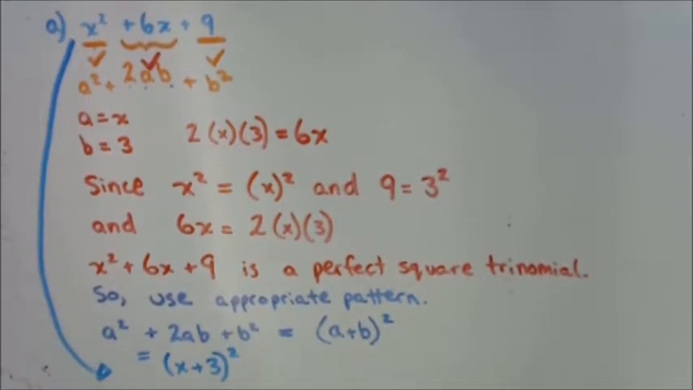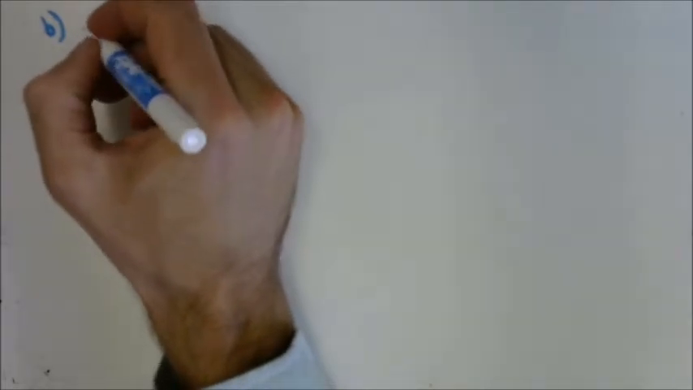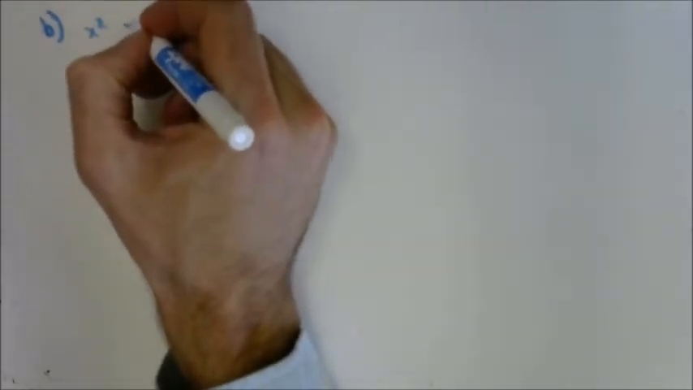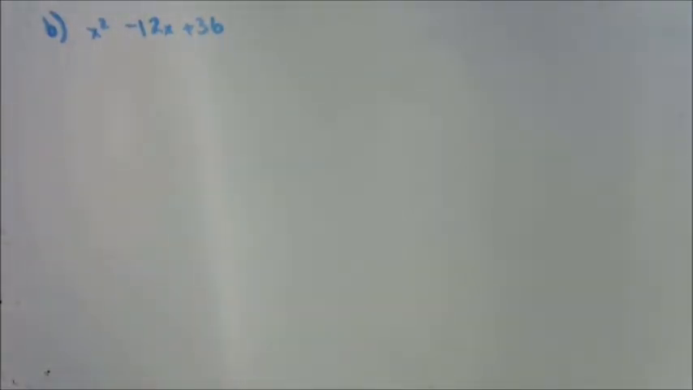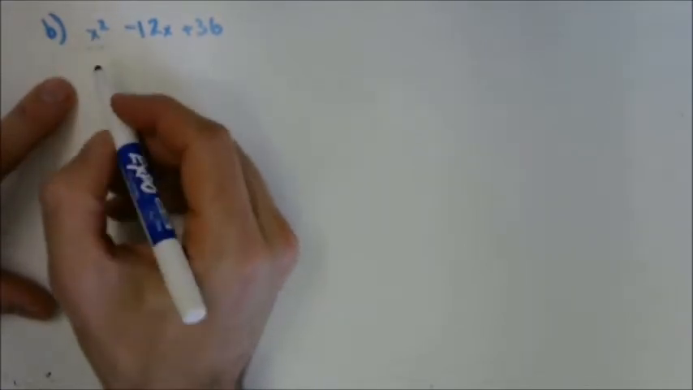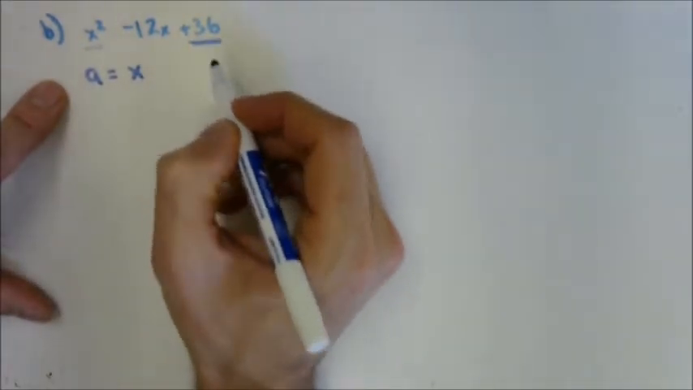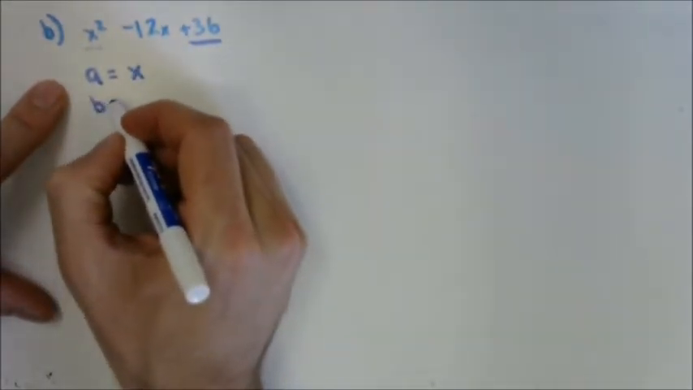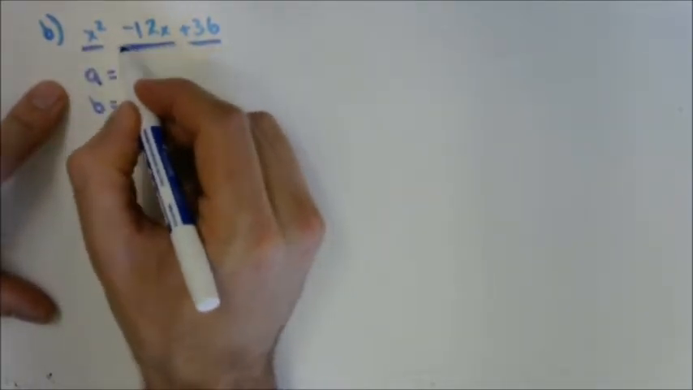Good. Second example, B. So example 2b. X squared minus 12x plus 36. Let's do this one quickly. Is the first term a square? Yes. What is A? X. A is x. Is the last term a square? Yes. What is B? 6. Is the middle term following some kind of pattern?